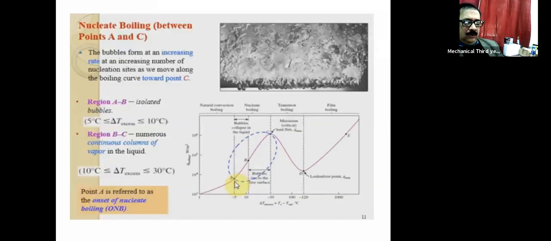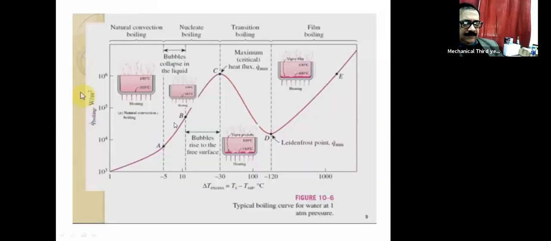Let me go to the original drawing here. What is happening here? From here, as you can see the nature of the curve, there is a difference between these two. The rate at which the heat flux increases in the regime from A to B is lower than in this particular one. And ultimately, this particular point C is reached, where the maximum heat flux occurs.